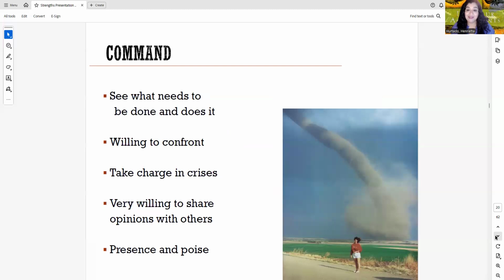Command. This is one of your strengths. You are someone that sees what needs to be done and does it. You're willing to confront, take charge in crisis, very willing to share opinions with others, and you have presence and voice.